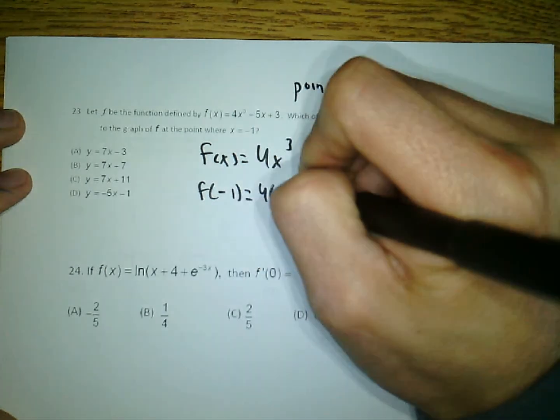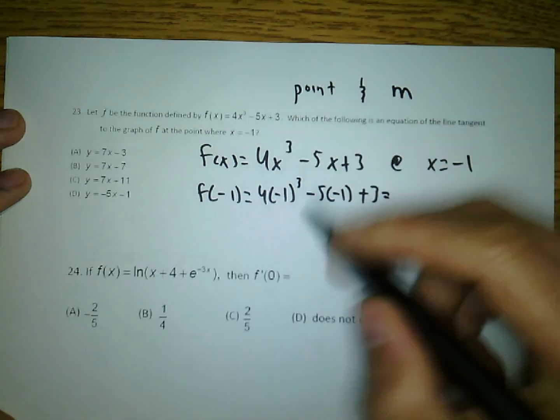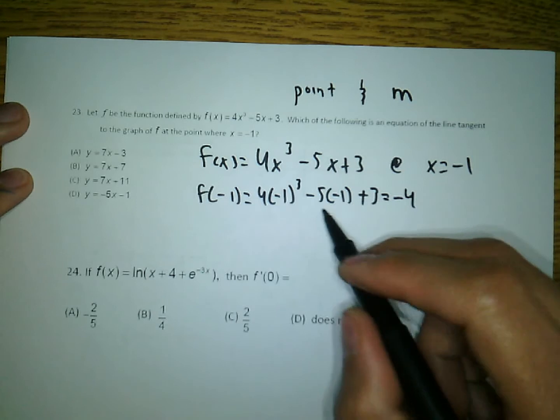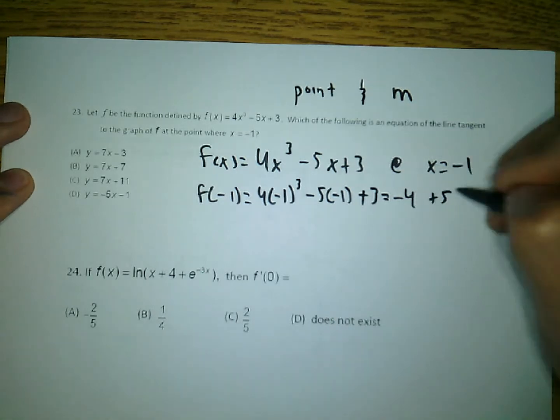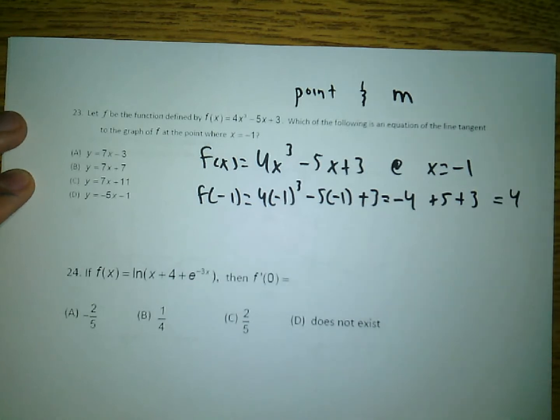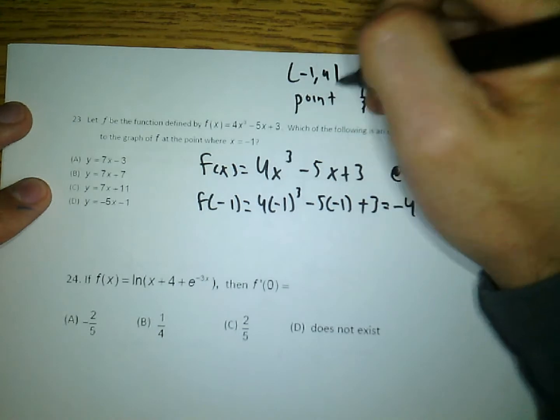So that will be 4 times -1 to the third minus 5 times -1 plus 3. So -1 cubed is going to be -1, times 4 is -4. -5 times -1 gives you +5, plus 3. So that's 5 minus 4 is 1, plus 3, so that's going to give you f of -1 equal to 4. So that means we have a point at -1 comma 4.